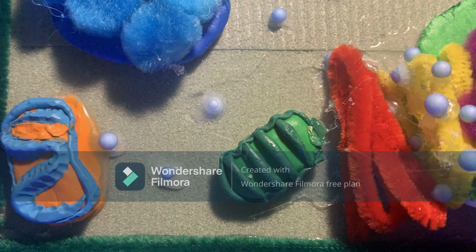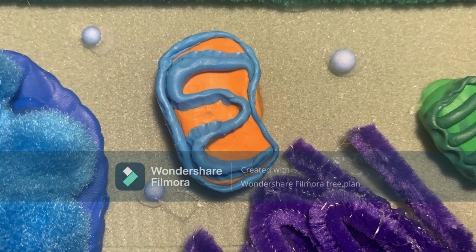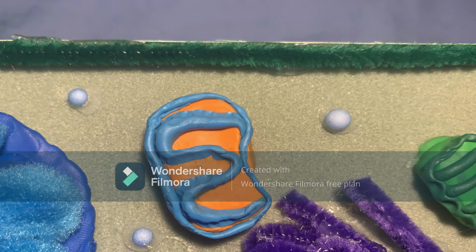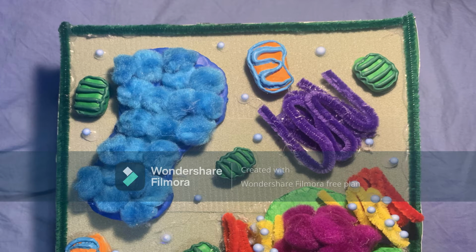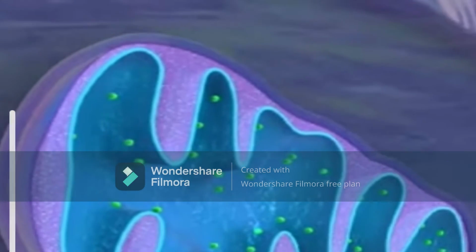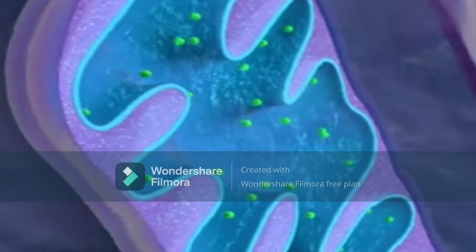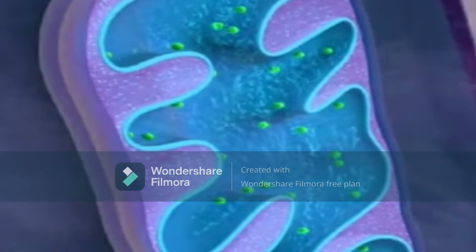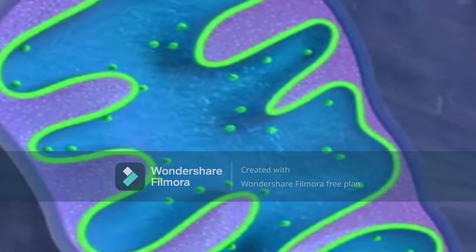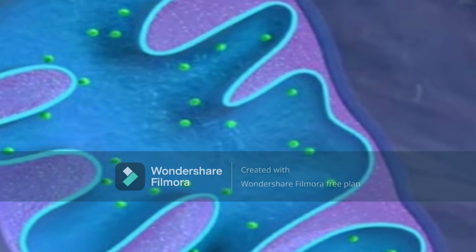The mitochondria, also known as the powerhouse of the cell, mainly functions to produce ATP in eukaryotic cells. The mitochondria are shown by the orange and blue clay and are almost a packaged peanut shape. ATP is needed for the cell's surviving and functioning. The mitochondria breaks down glucose into ATP through multiple chemical reactions. That ATP is then used to fuel other cellular processes.